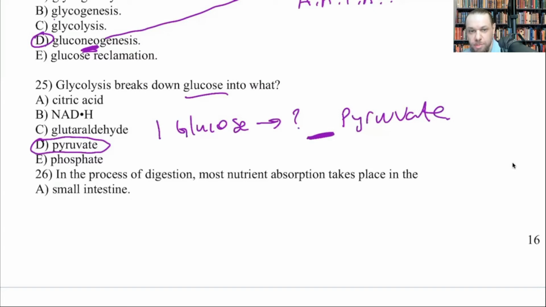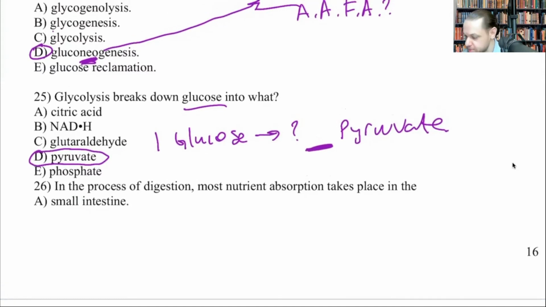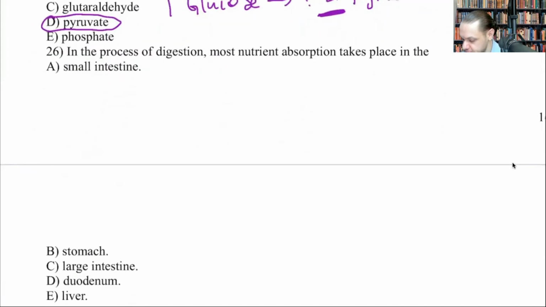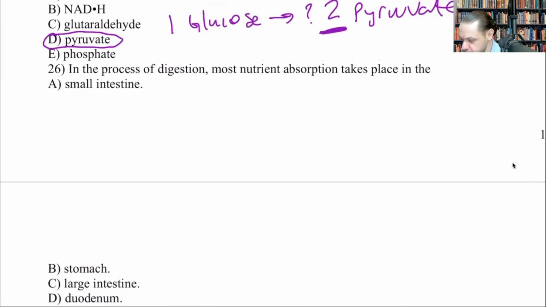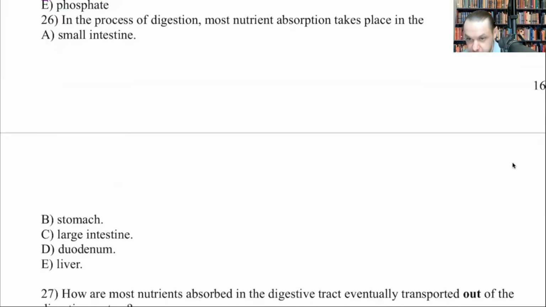How much pyruvate do you get per glucose? Do you recall? 2. 2 is correct. Yep, 2 is correct. 26. All right. 26, we go back to, I don't see anyone else. I see back to Ian.